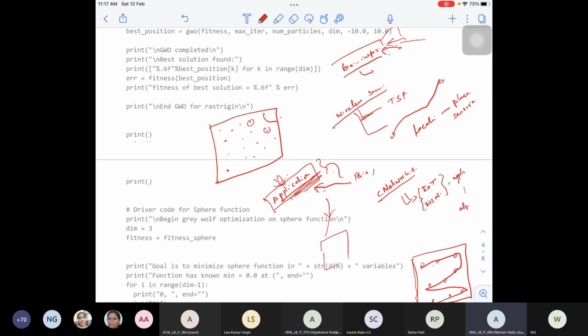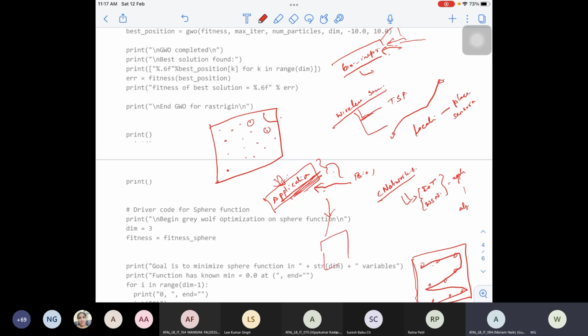Okay, sir. Thank you, sir. I have a question, sir. What about the medical domain, sir? Bio-inspired algorithms in the medical domain? Yes, in the medical domain also, I can suggest some applications.